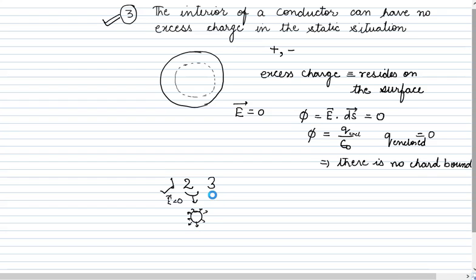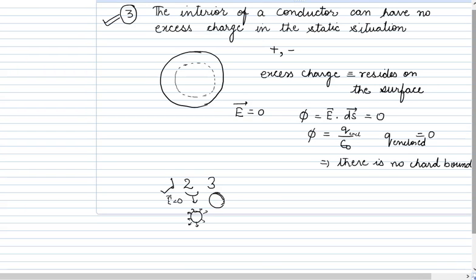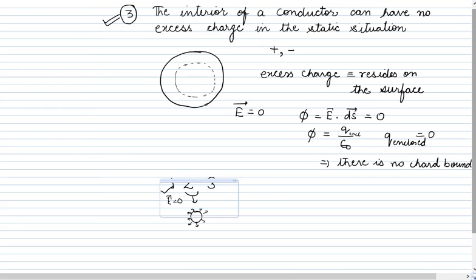And the third point is inside the conductor. Inside the conductor, we cannot have any excess charge. That means the excess charge is always on the surface. There is no charge inside the conductor. So these are the three things we have to remember for any conducting surface.